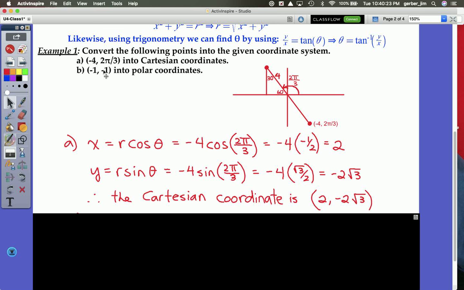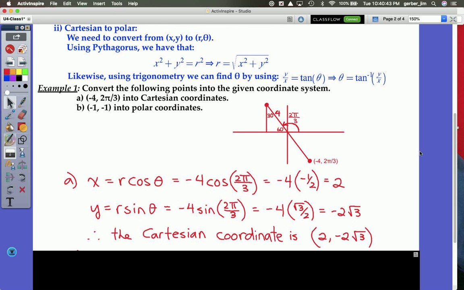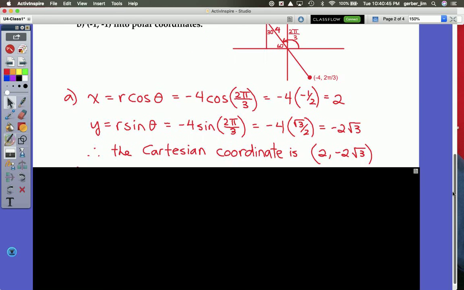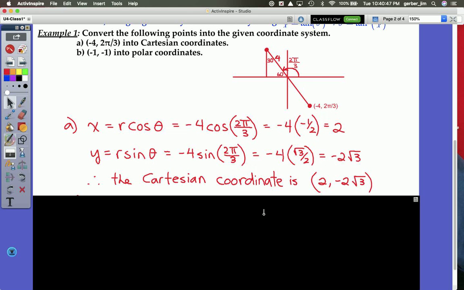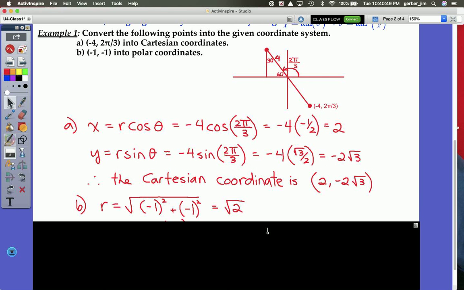In part B, we're asked to find the point (-1, -1) and put that into polar coordinates. So (-1, -1), of course, is over here in the 3rd quadrant. And all I need to put it in polar coordinates is r and theta. Well, r, we talked about up here. We said r is the square root of x squared plus y squared. So that's pretty easy. In this case, x is -1 and y is -1. So r is the square root of (-1) squared plus (-1) squared. In other words, r is the square root of 2.